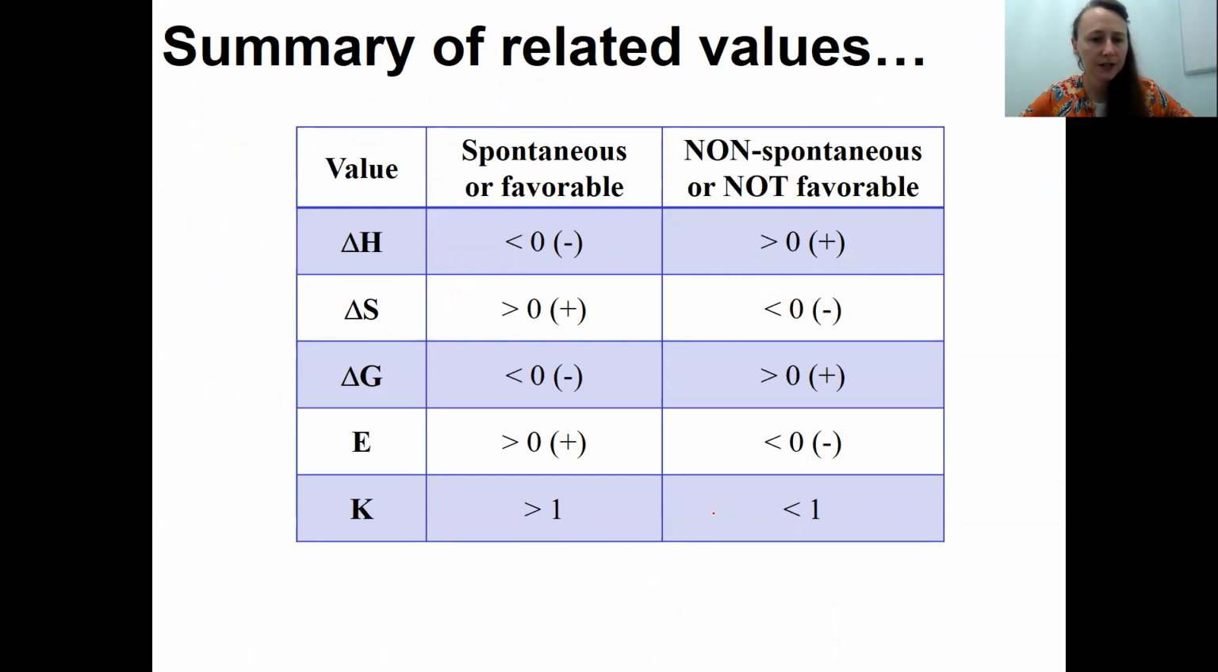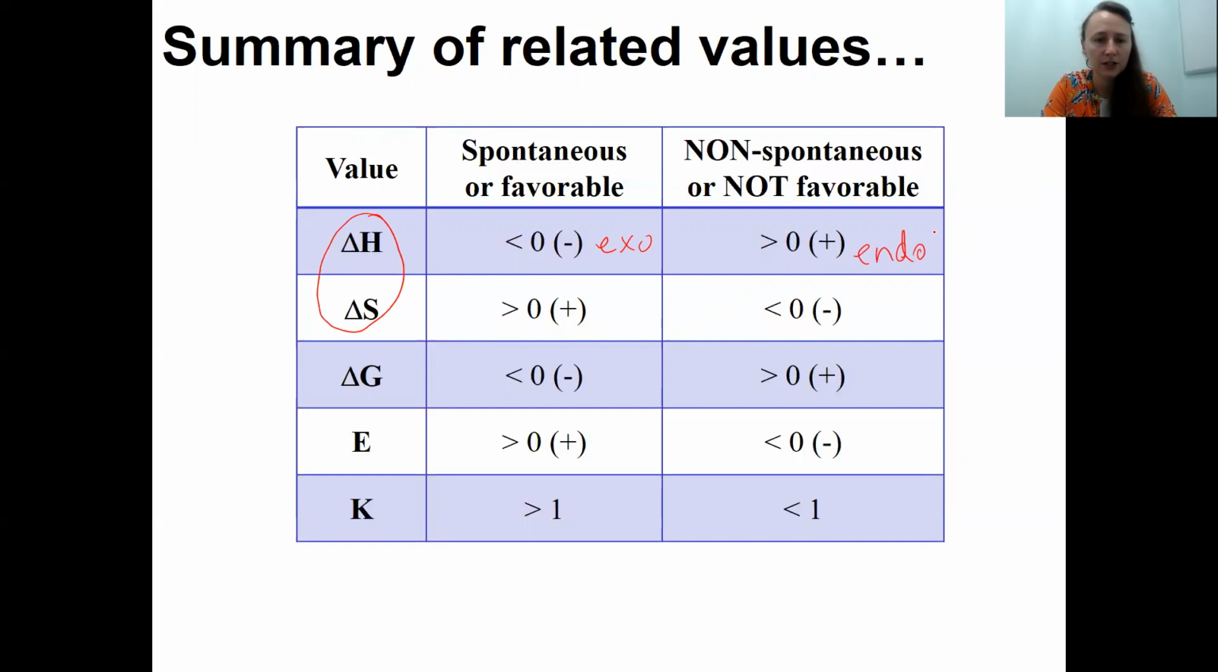All right, so here is just a quick summary of all the values we've looked at and how they relate to spontaneous or non-spontaneous reactions. Remember that delta H and delta S did not tell us whether the reaction was spontaneous, but they did tell us whether it favored spontaneity or not. So a negative delta H, an exothermic reaction, is favorable, whereas a positive delta H, an endothermic reaction, is not favorable. And for entropy, positive was favorable, whereas negative was not.